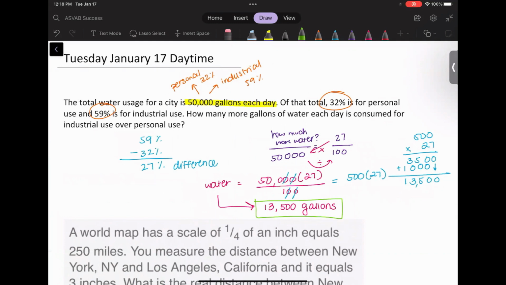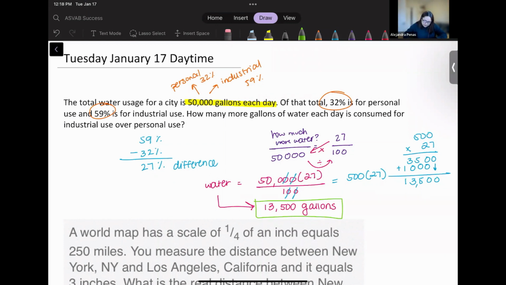Yes, ma'am. All right. There is another way you could do this problem, which is you calculate the percent for industrial, you calculate the percent for the personal, and then you subtract at the end. That method will also work. As you can imagine, it's going to be more work. It's going to take up more time. So this one is a little bit faster, but both work.